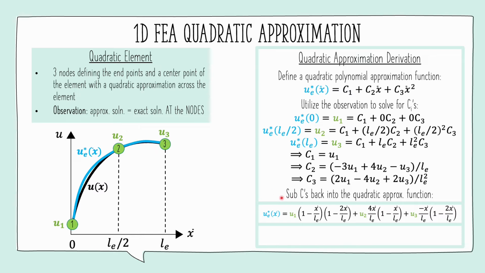And again, we can substitute our C's back into our definition of our quadratic approximation function. And we end up with the following function that you see here. So this function is ultimately what allows us to develop this quadratic approximation for our quadratic element. So again, you'll notice that it's in the form of our exact solution at node 1 times some function, our exact solution at node 2 times some function, and our exact solution at node 3 times some function. So again, these functions are known as our interpolation functions, and the point of them is to ensure that our approximate solution equals our exact solution at the node that it is getting scaled by.